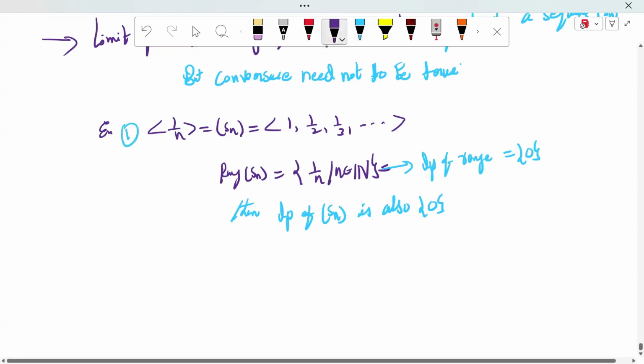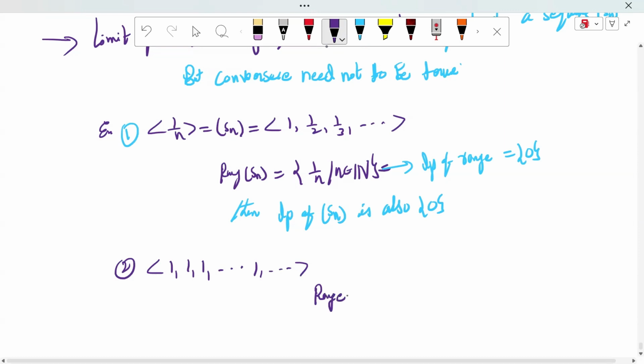For example 2, sir, what are we saying? Take the sequence 1, 1, 1, and so on. It is one of the sequences, sir. So what is the range here? The range is equal to 1. The limit point of the sequence is L. Then the limit point of the range need not be L, we are saying.